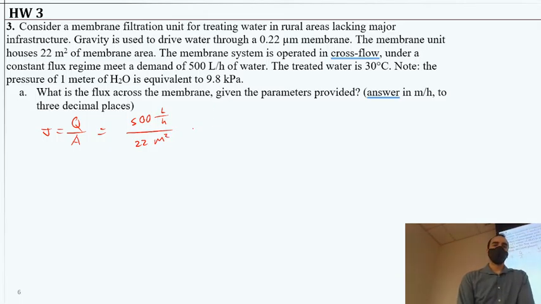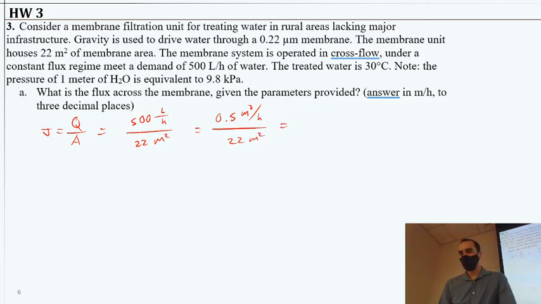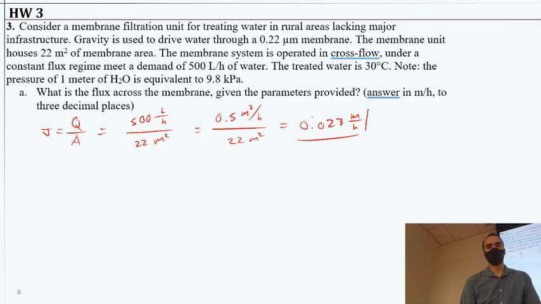So we're going to need to do some conversions here. We could say that's 0.5 cubic meters per hour, because there's 1,000 liters in a cubic meter, divided by the 22 square meters, and that makes a little bit more sense. And so we can get a flux in meters per hour that way. Do that division. That's going to be 0.023 meters per hour. Okay, so pretty simple for part A.